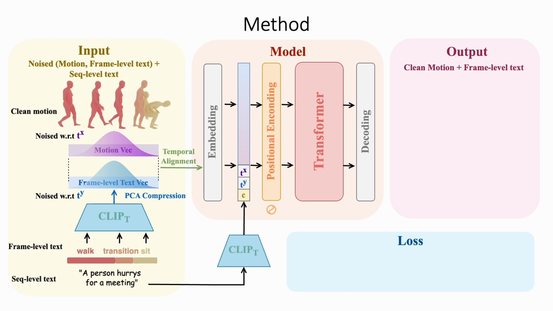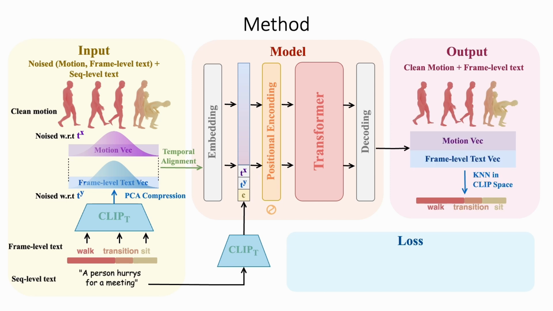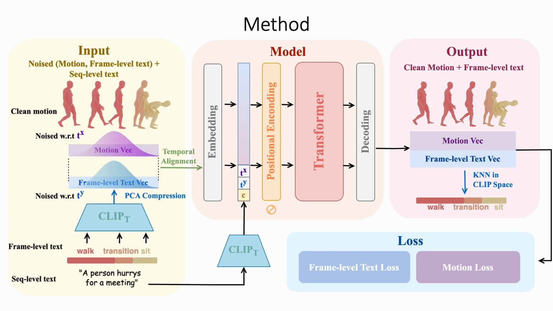To allow for true multimodal diffusion, we propose to use two different diffusion time steps for the motion and the frame-level text, Tx and Ty. Due to the separate time steps for motion and text, we can flexibly sample using pure noise, clean motion, clean text, or any combination of these. This allows for flexible input of any combination of sequence-level text, frame-level text, or motion data during inference. Our model is trained to output clean motion and frame-level text annotations. The model is trained with two loss functions, tailored for motion and frame-level text.